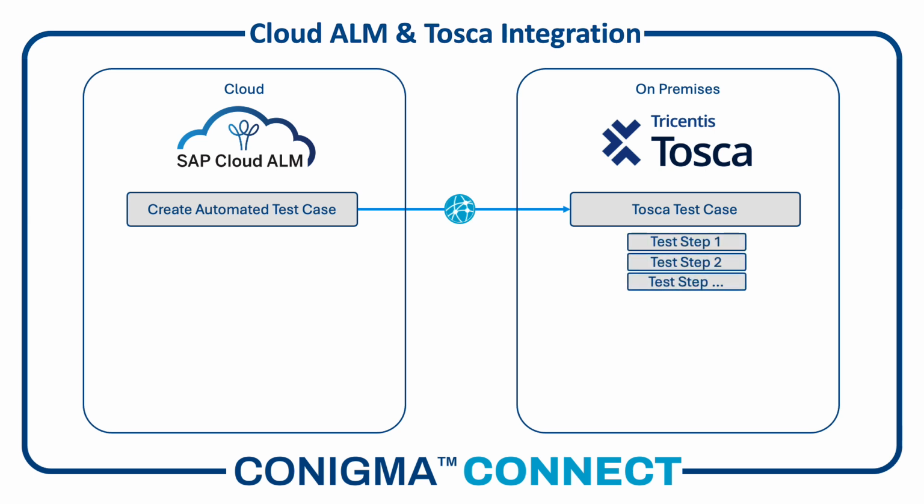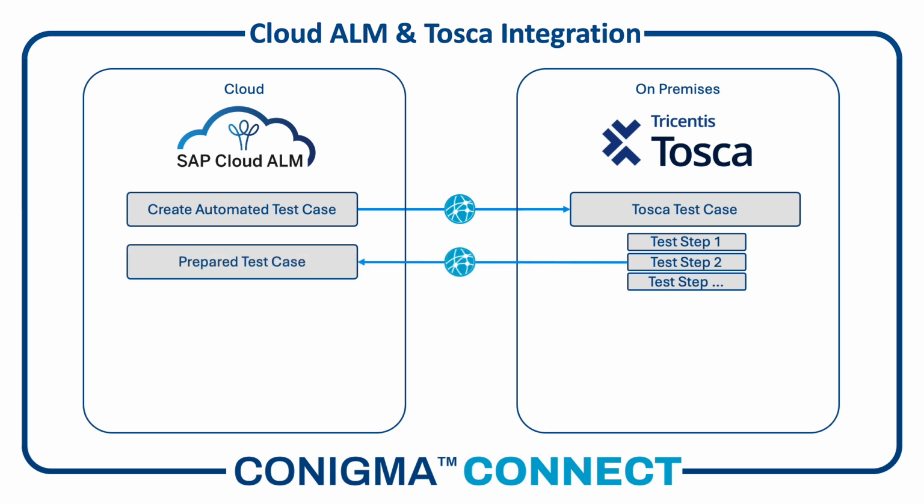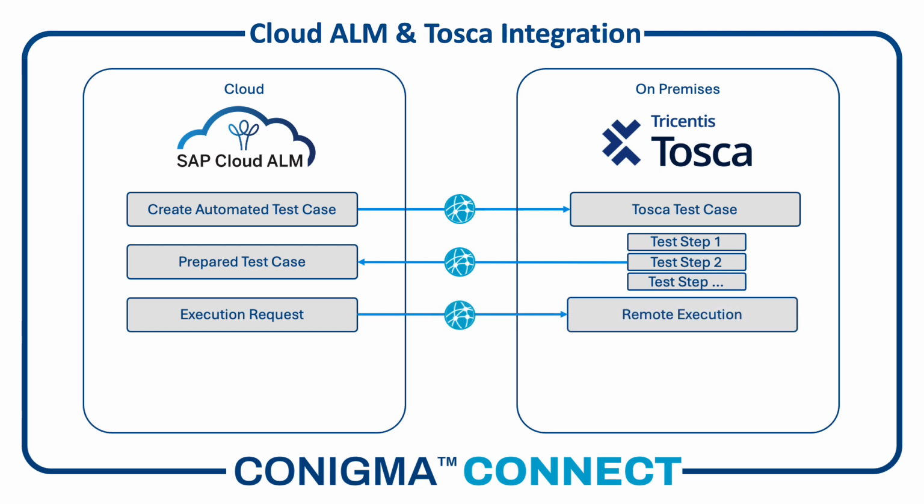A test engineer will implement the test case in Tosca based on reusable test step blocks, which will then be pushed back to Cloud ALM, and we can set the test to status prepared. With this, the test manager can request the execution of the test case, and again, Conigma Connect will forward the remote execution request to Tosca.